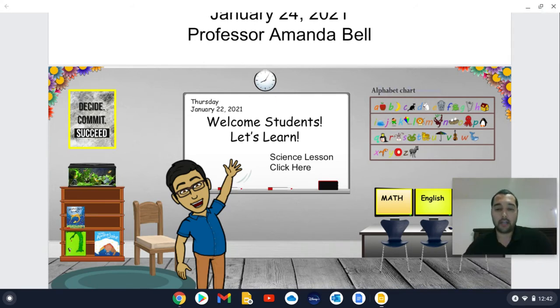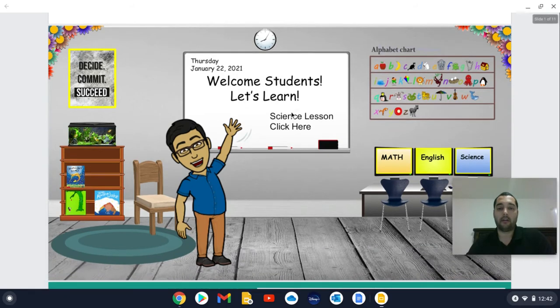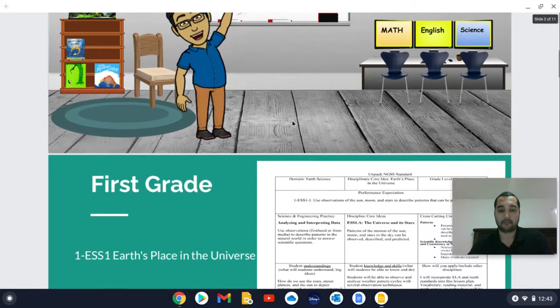And this science lesson can be accessed right here on our whiteboard. You can click here. And just so you can remember that later on, when you're doing your homework on your own time, you'll come over here to the computer that says science in blue. You'll click on that, okay? So, for right now, let's click on our science lesson and let's begin.